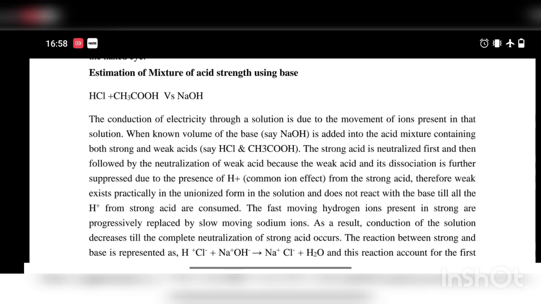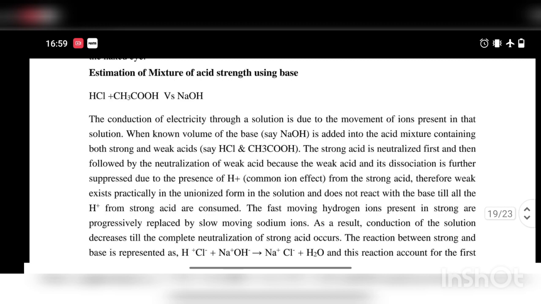In addition to the above-mentioned applications, one of the major applications of conductometric titration is the estimation of a mixture of acids by titrating it against a base. Consider a mixture of acids, HCl plus acetic acid. We can titrate it against NaOH, and we can find the concentration of the individual strength of HCl as well as the acetic acid.